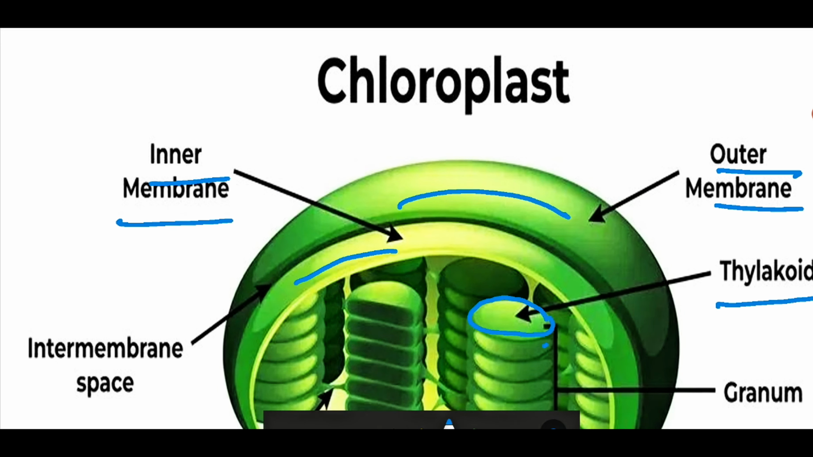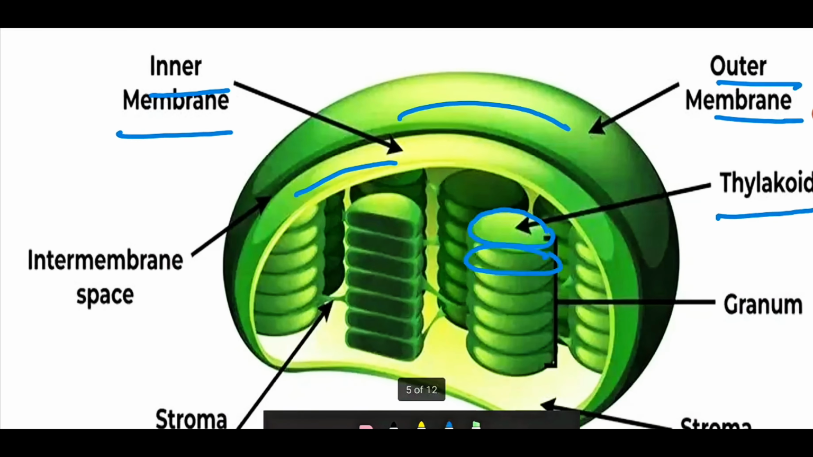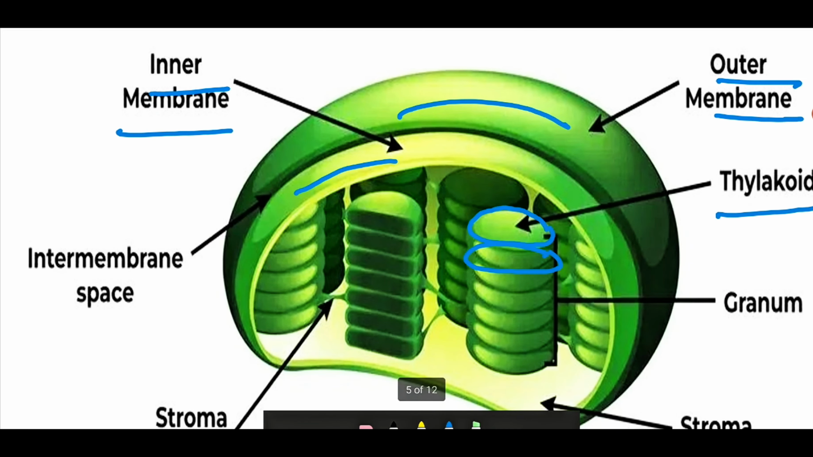So what does this thylakoid do? We will now study in detail. Here you can see a pile or a stack, like if you put coins one on top of each other, it becomes a pile of coins. In the same way, when there is a pile of thylakoids, it is known as granum. Just note down GRANUM, granum.